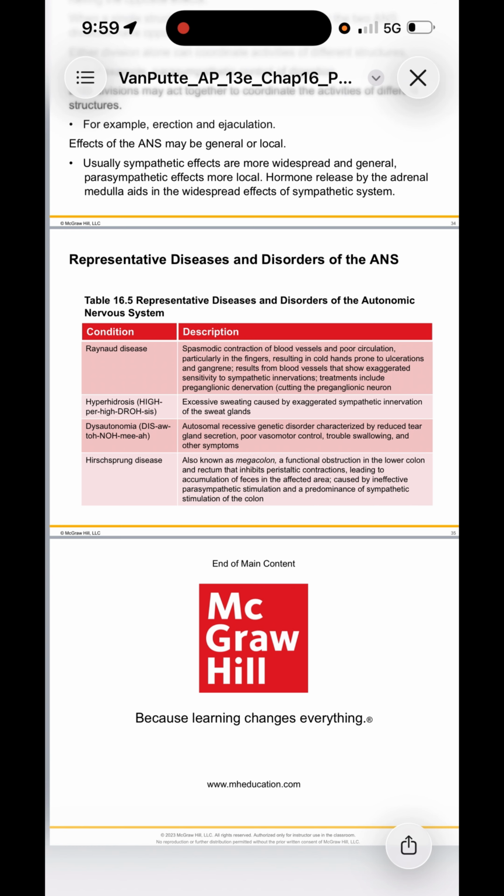Condition: Hirschsprung disease. Description: also known as megacolon, a functional obstruction in the lower colon and rectum that inhibits peristaltic contractions, leading to accumulation of feces in the affected area, caused by ineffective parasympathetic stimulation and a predominance of sympathetic stimulation of the colon.